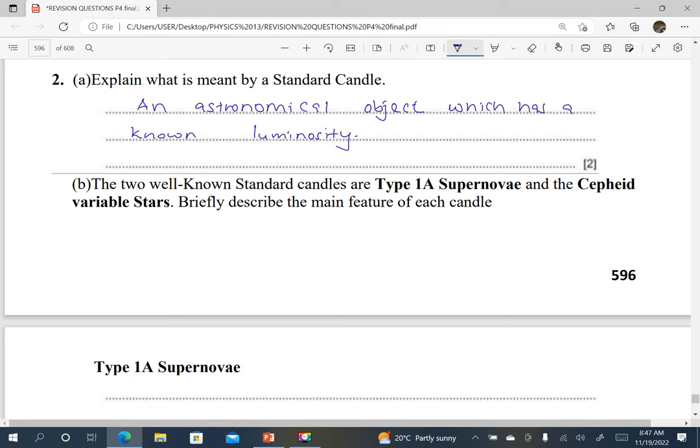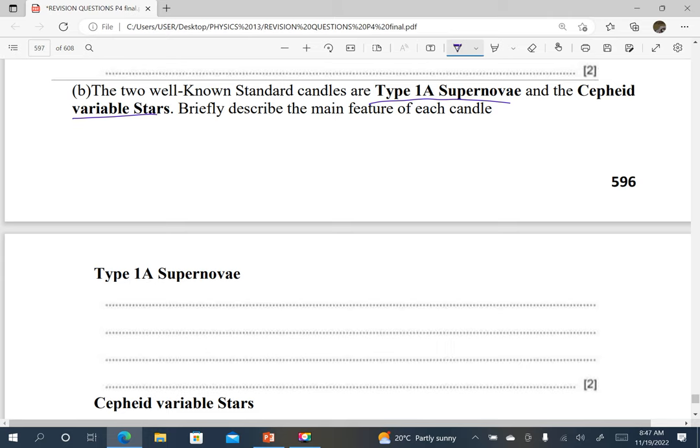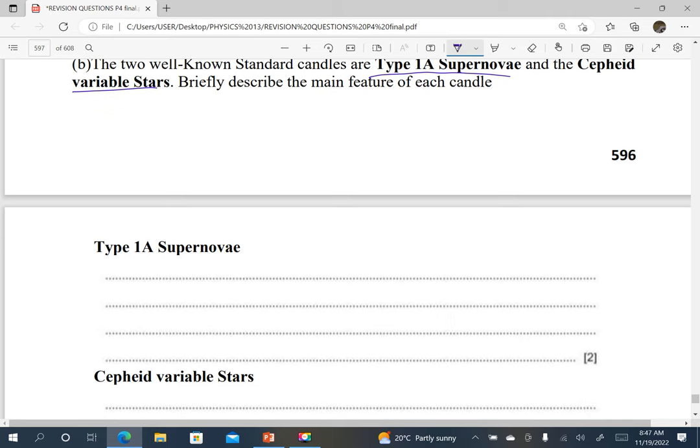The two well-known standard candles are type 1a supernovae and Cepheid variable stars. Briefly describe the main features of each candle. So the type 1a supernovae, these ones implode. Or if you want, you can say explode, but implode is the best. These implode rapidly towards the end of their lives.